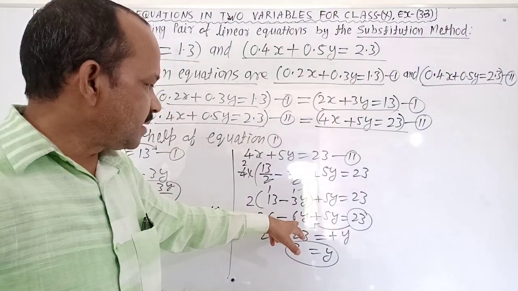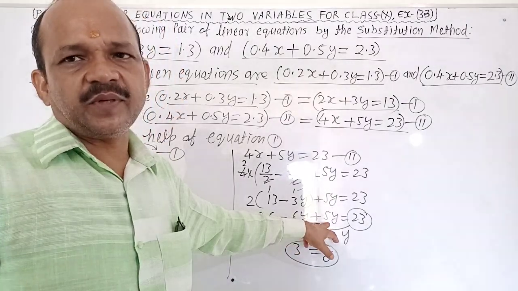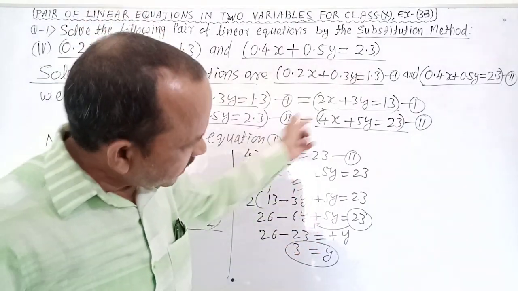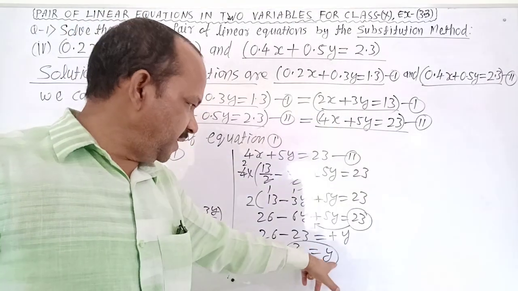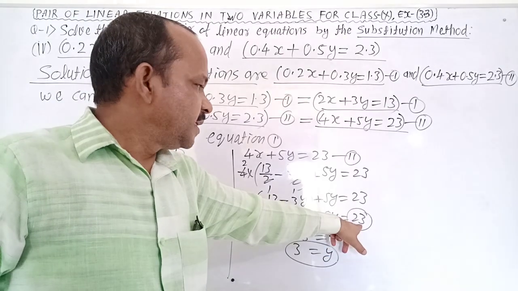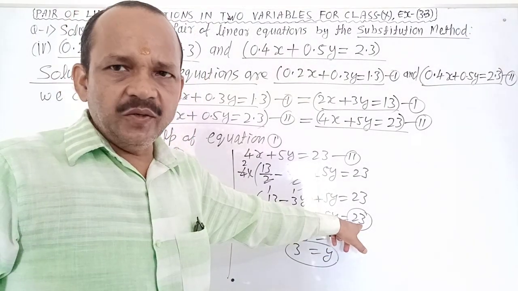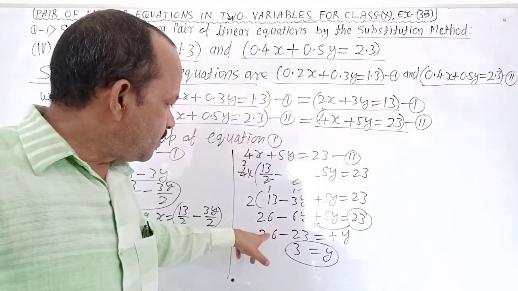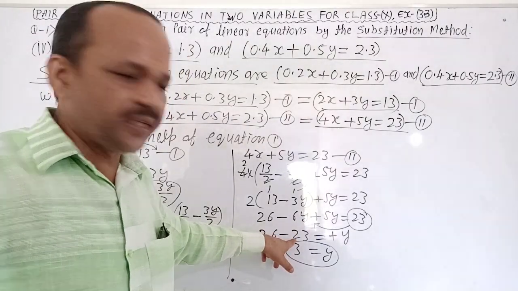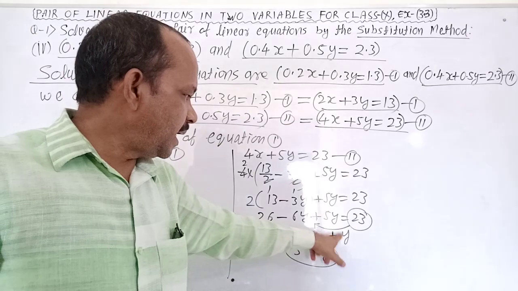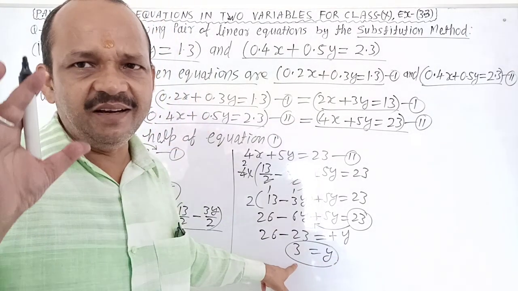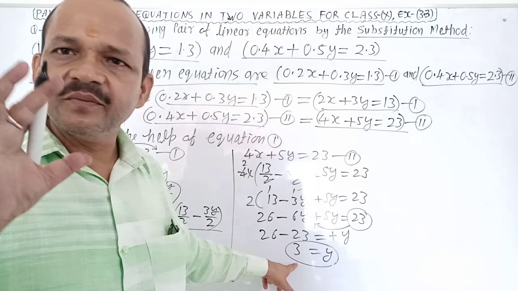Clear? Here minus 6y plus 5y. It becomes minus y. When you write it on the right side of equal, then it becomes plus y. Here 23, when you write it left side of equal, then it becomes minus 23. 26 minus 23 become 3 and here y. You find the value of y equal to 3. Clear? No confusion about it? Very good.